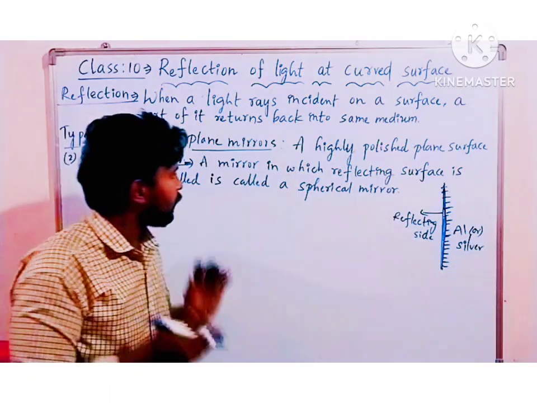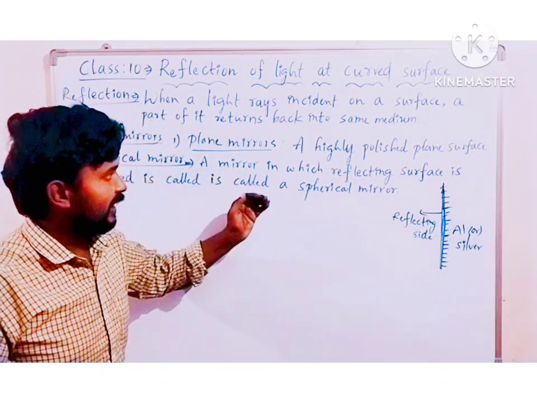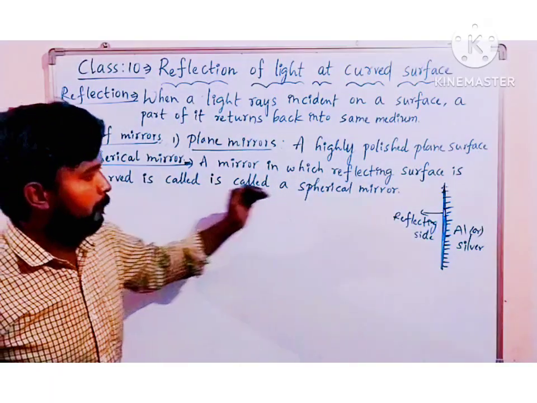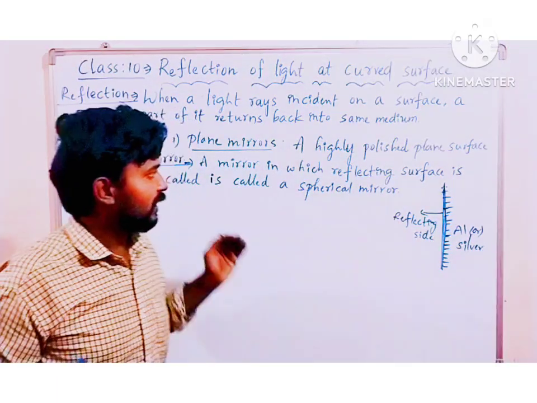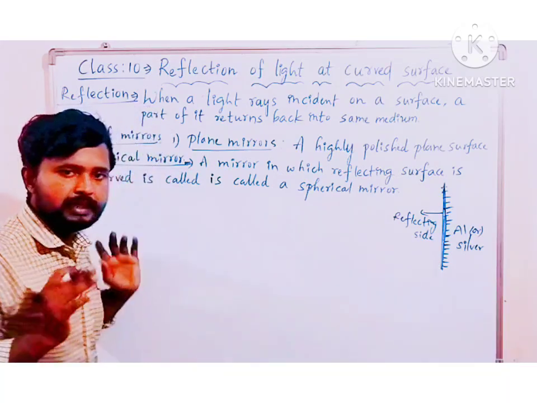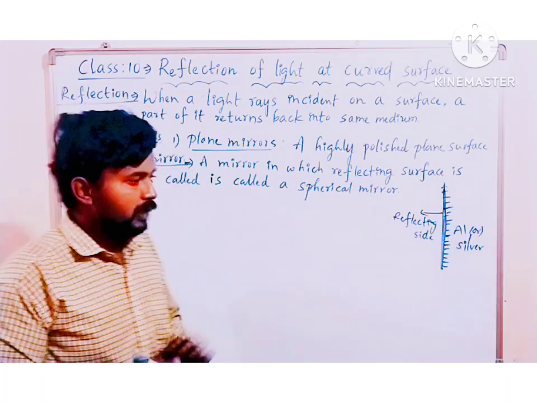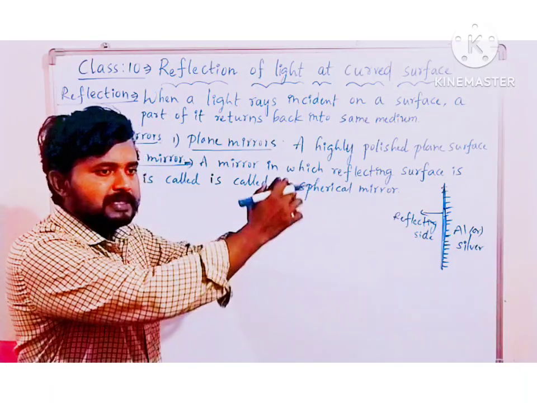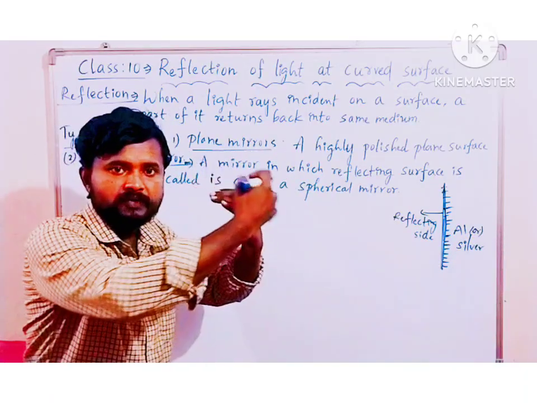What does spherical mirror mean? A mirror in which the reflecting surface is curved is called a spherical mirror. What does it mean that the reflecting surface is curved? Did you see the spoon? When you see the spoon, there is an inside. This is the inner surface. This is the outer surface.